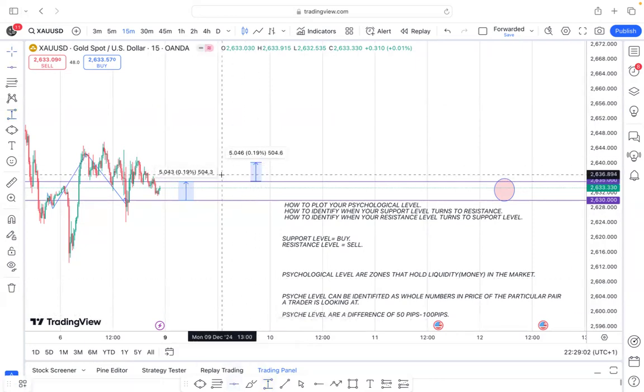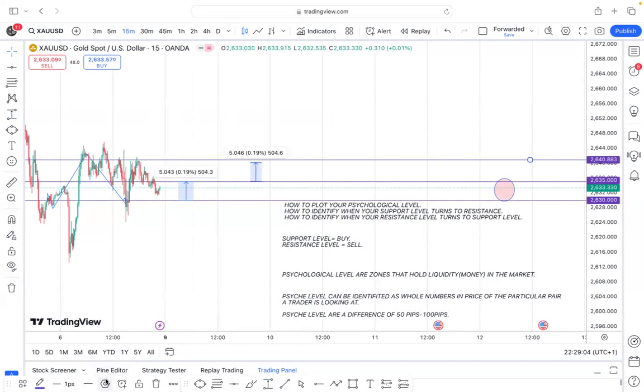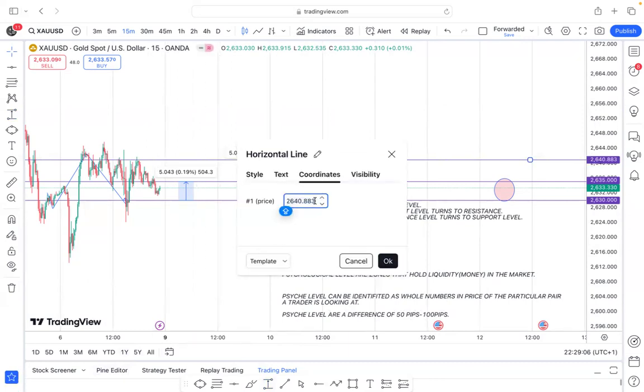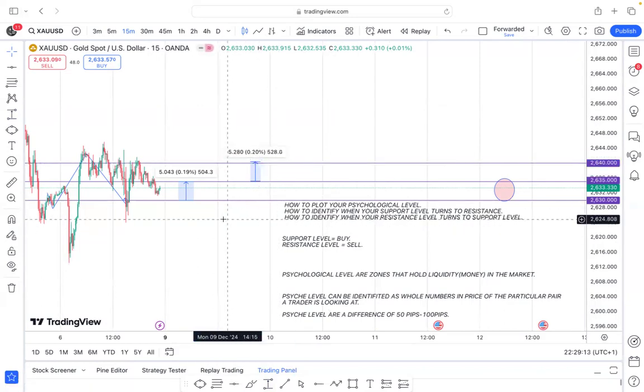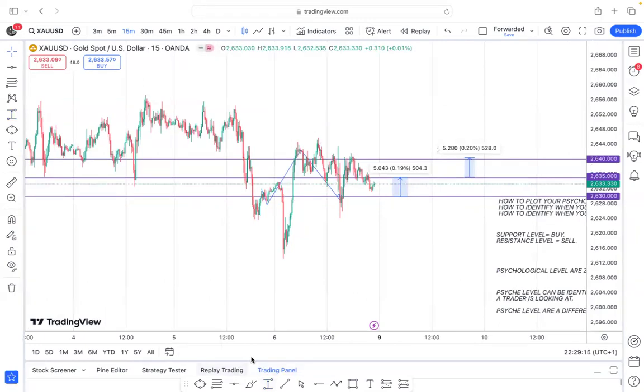50 pip, let's plot it there, 26,040. 26,040, right? 50 pip difference again. Consider whenever price comes there, there's always a reaction.